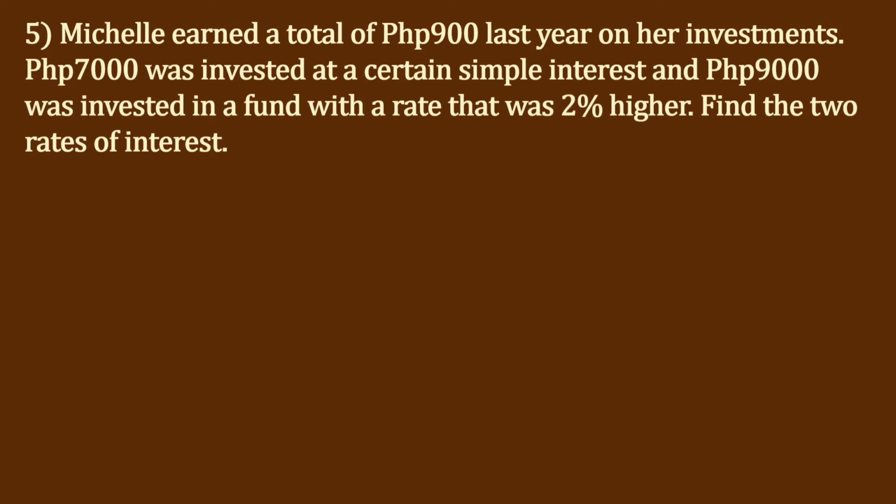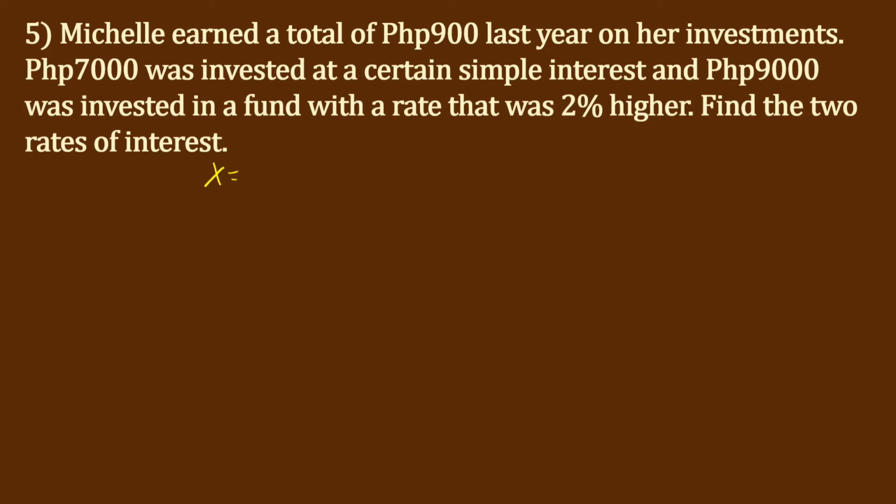Number 5. Okay, number 5. Michelle earned a total of 900 pesos last year on her investments. 7,000 pesos was invested at a certain simple interest and 9,000 pesos was invested in a fund with a rate that was 2% higher. Find the two rates of interest. Okay, so what we are given here is the money invested in the different rates. What we do not know here is the percentage or the rates of interest.